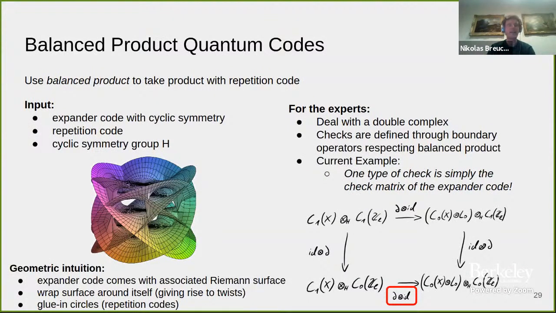You just have to be very careful that you can't just multiply a logical operator with a gauge operator, which could potentially reduce the distance of the product. This is something you have to be careful about.